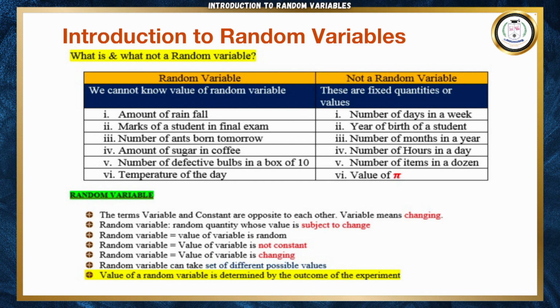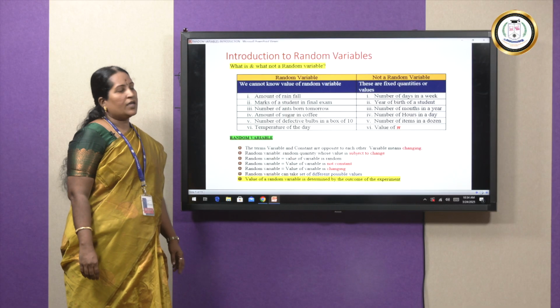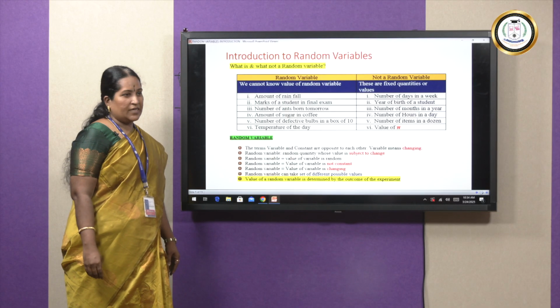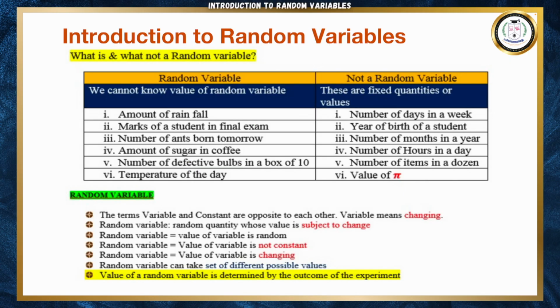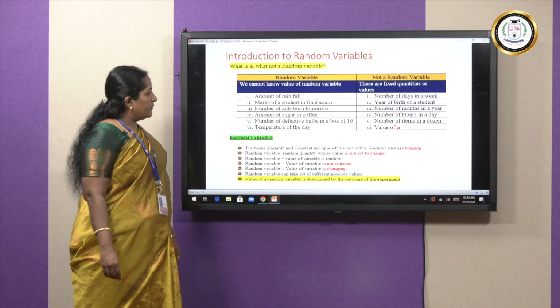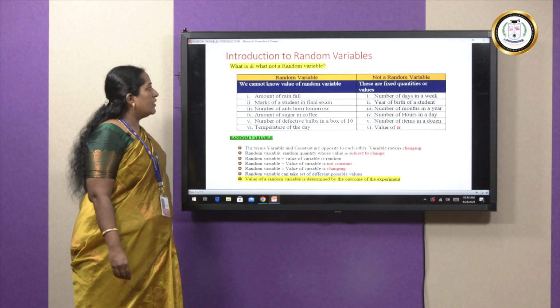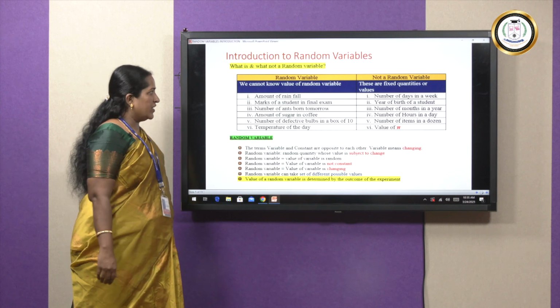So let us see one by one. Random variables. What are all the random variables? Number one is the amount of rainfall. We cannot predict it with certainty, so that comes under random variable. That is the amount of rainfall. Marks of a student in the final exam. Number of ants born tomorrow. Amount of sugar in coffee. Number of defective bulbs in a box of 10. The temperature of the day. These are all things we cannot predict with certainty. That is why we call them random variables.